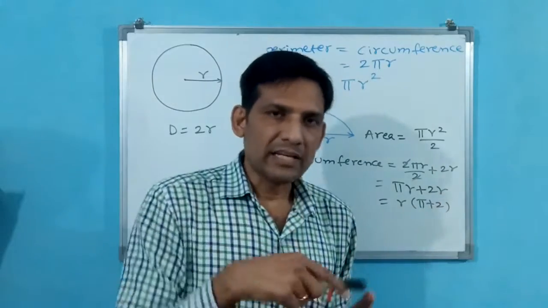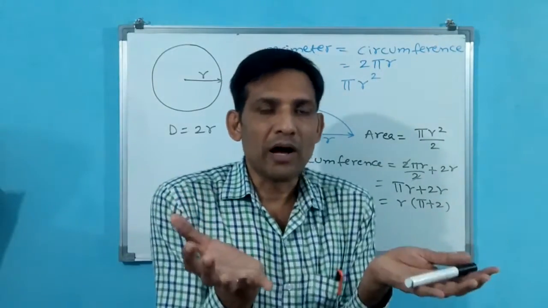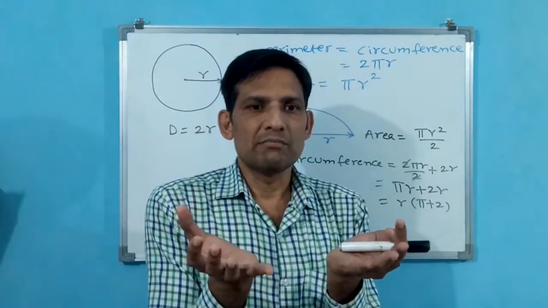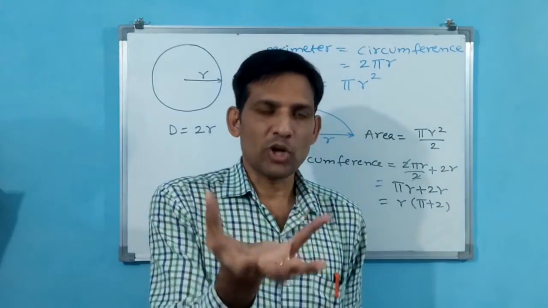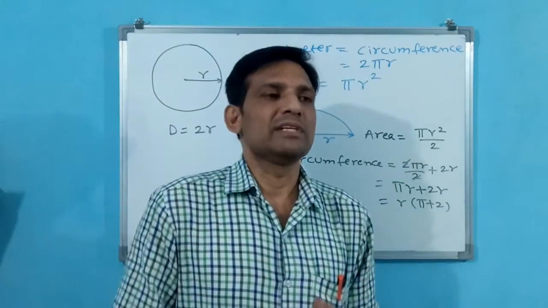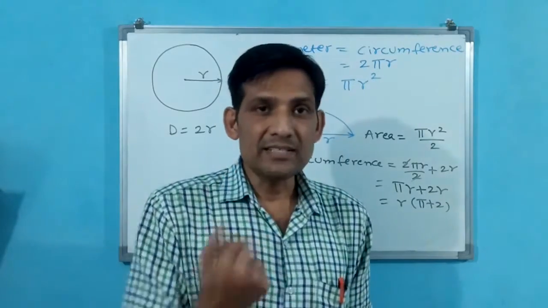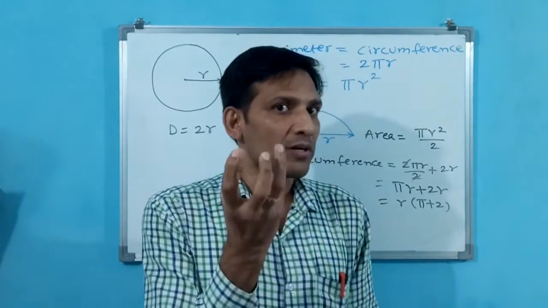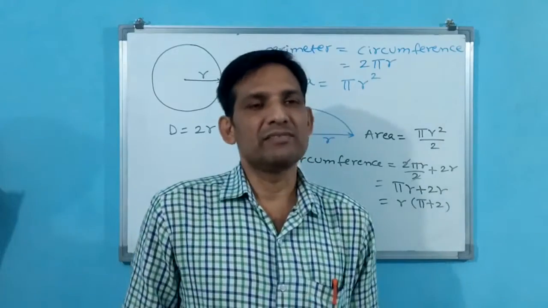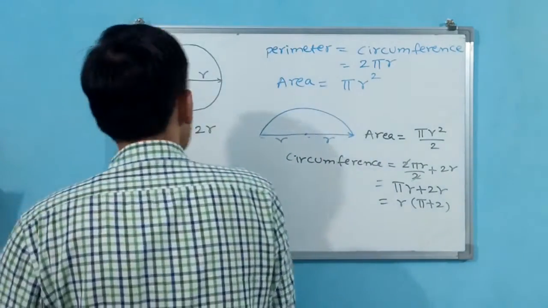A cycle ring is 2 dimension. But what about a football or basketball or shot put ball? Those are 3-dimensional figures. A triangle is 2 dimension. But what about a cone? A cone is a 3-dimensional figure. Let us see 3-dimensional mensuration also.